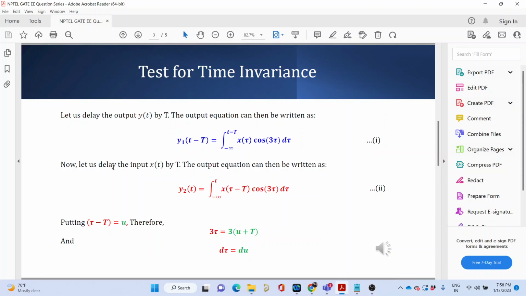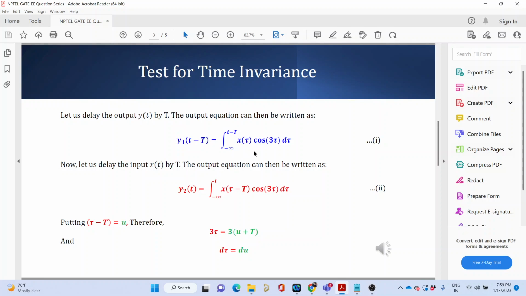Now let us delay the input x of t by an amount capital T. So we are only going to replace or delay this signal by amount T. So what I have written over here is x of tau minus capital T cos of 3 tau d tau, correct. Now if it is a time invariant system, then if the input is delayed by an amount capital T, the output would also be delayed by an amount capital T, which would essentially mean that y1 of t minus capital T would be equal to y2 of t if this system is time invariant.